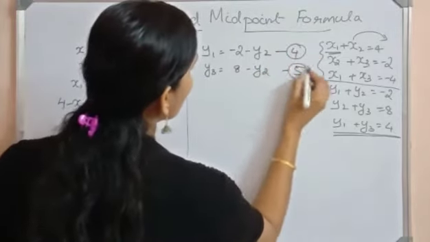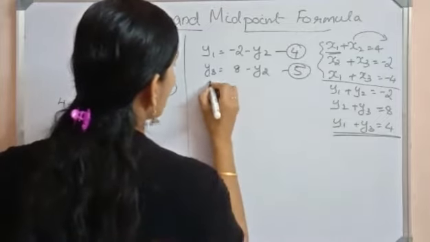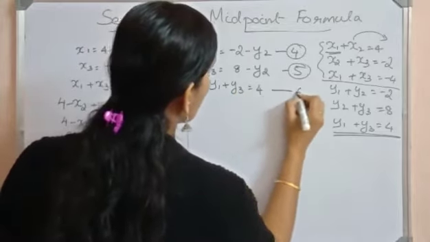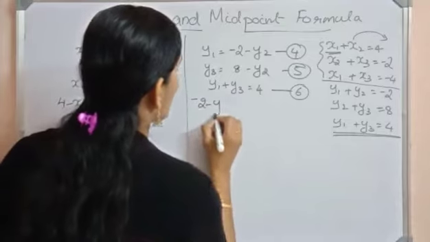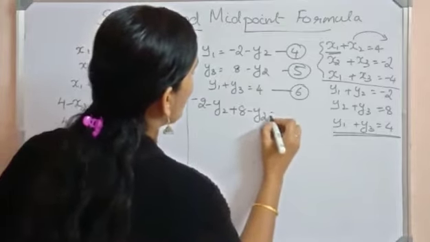Let's substitute all these in the last equation, that is y1 + y3 is equal to 4. Here y1 is -2 minus y2, plus y3, which is 8 minus y2, is equal to 4.